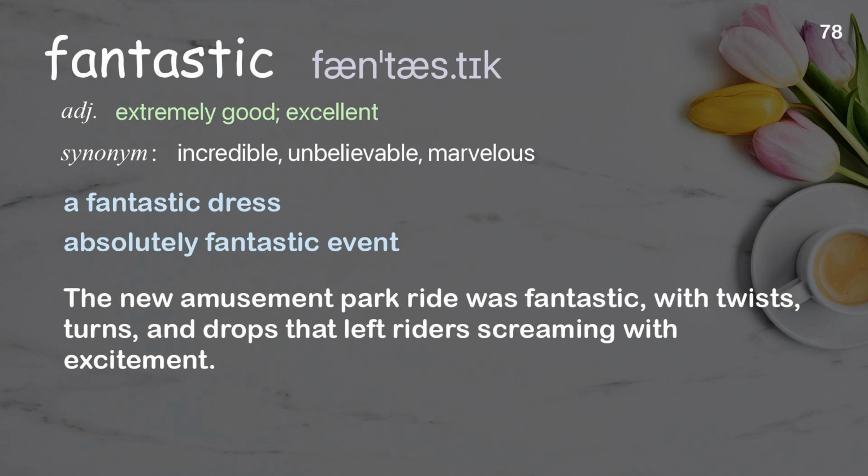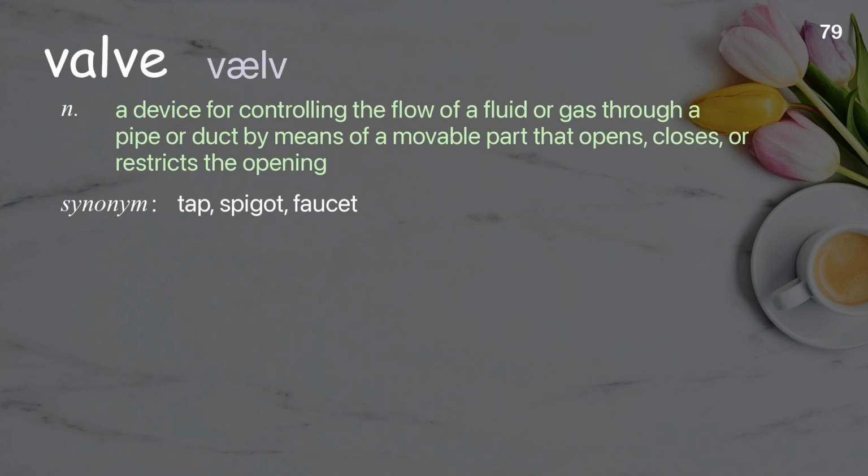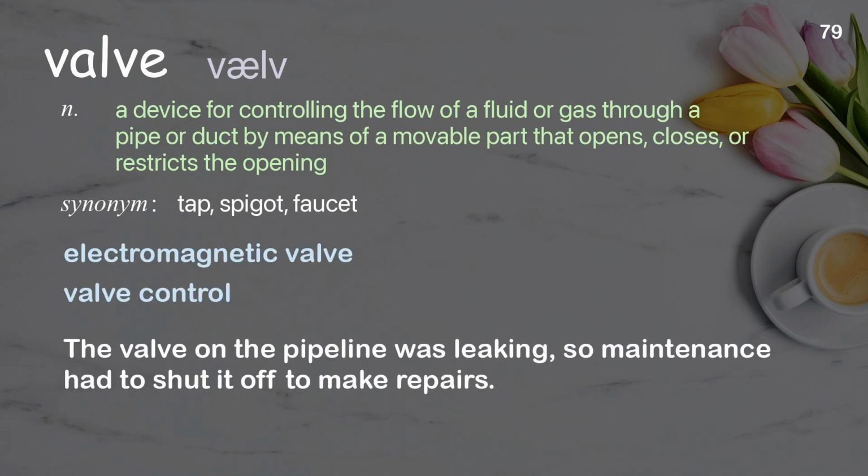Valve. A device for controlling the flow of a fluid or gas through a pipe or duct by means of a movable part that opens, closes, or restricts the opening. Examples: Electromagnetic valve, valve control. The valve on the pipeline was leaking, so maintenance had to shut it off to make repairs.